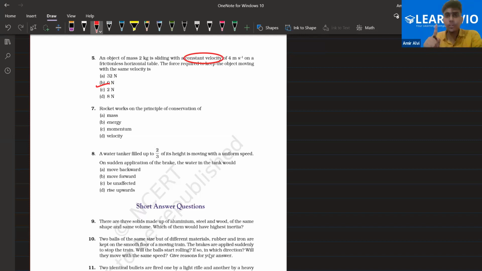1 mark got deducted because you didn't properly state the second law of motion. So that's why 1 mark got deducted. But everything else, all the steps, were absolutely fine.